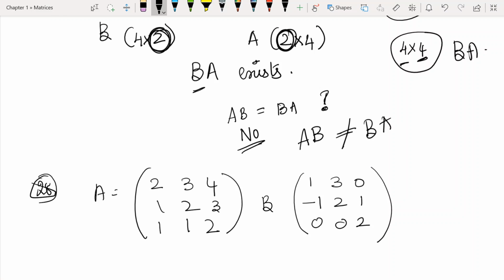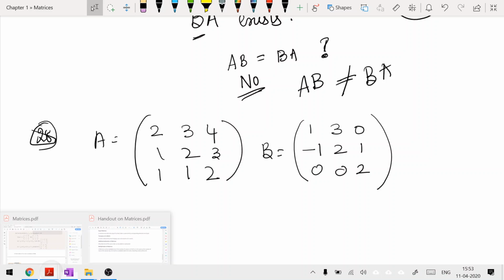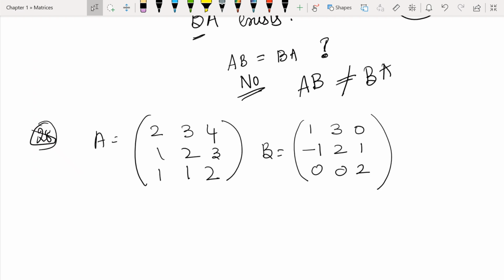So this is also done here. Now the question is asking for, now just see what the question is asking, okay? It's asking for C23, C32, C31. Let me write that down. C23, C32 and C31. Only these three elements of C.